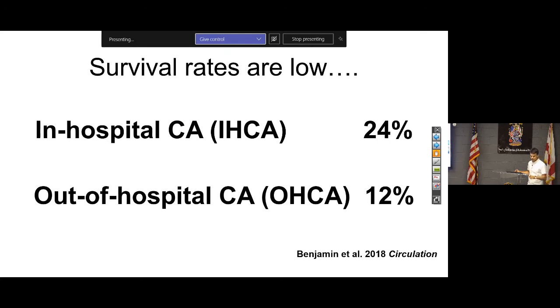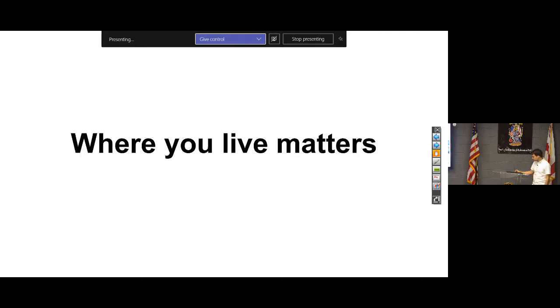Overall, survival rates are low. When you look on a national level, if you have a cardiac arrest inside the walls of a hospital, you have about a 1 in 4 chance of leaving alive. This isn't talking neuro intact. This is just you having a pulse. And then about 1 in 8 for an out-of-hospital arrest.